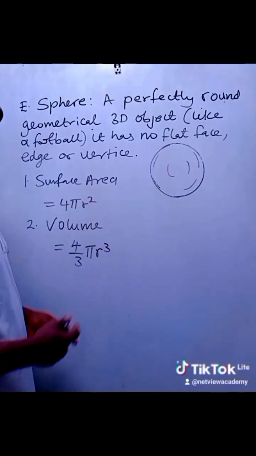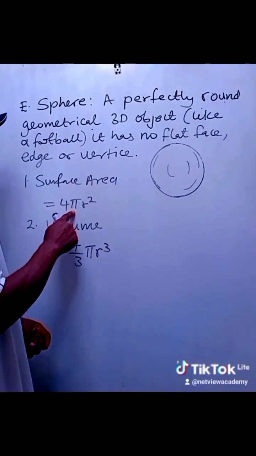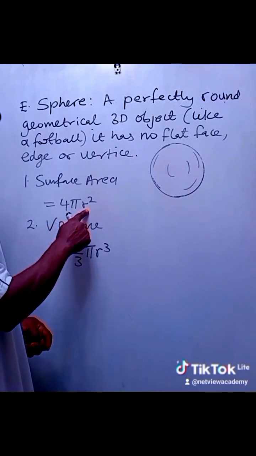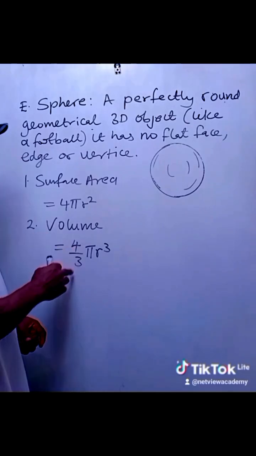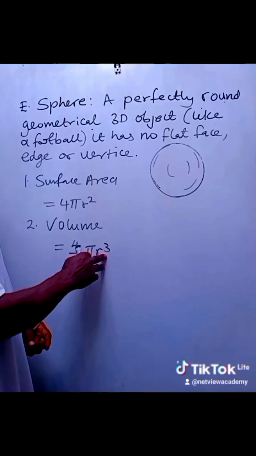The surface area of a sphere is equal to 4 multiplied by the value of pi and the square of the radius of the sphere. The volume of a sphere is equal to 4 over 3 of the value of pi and the cube of the radius of the sphere.